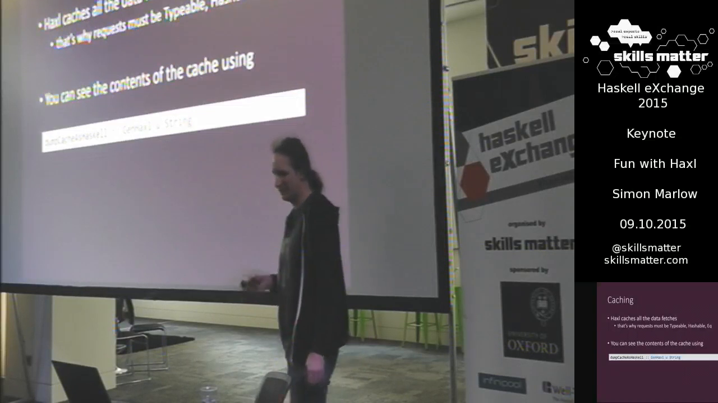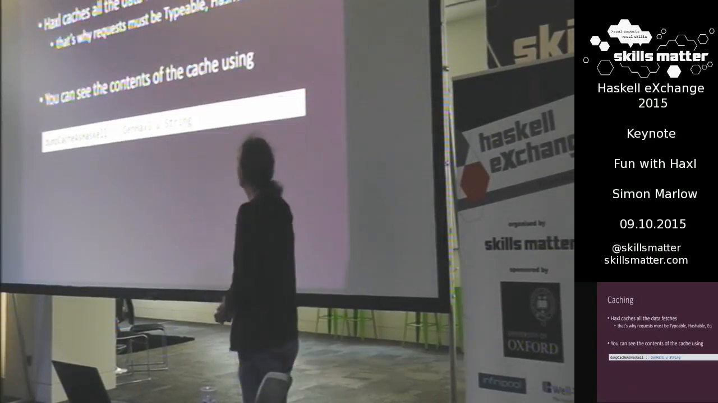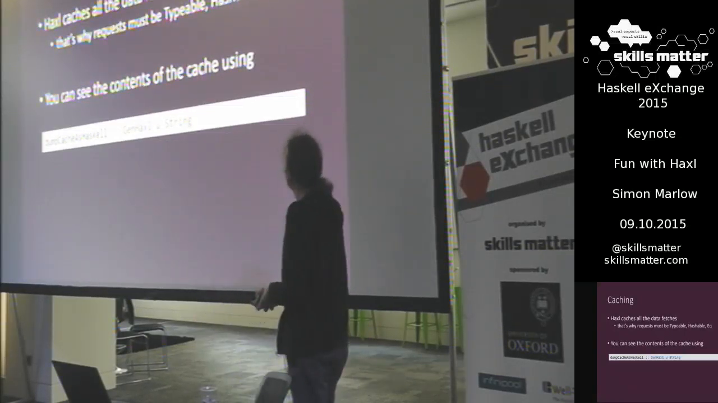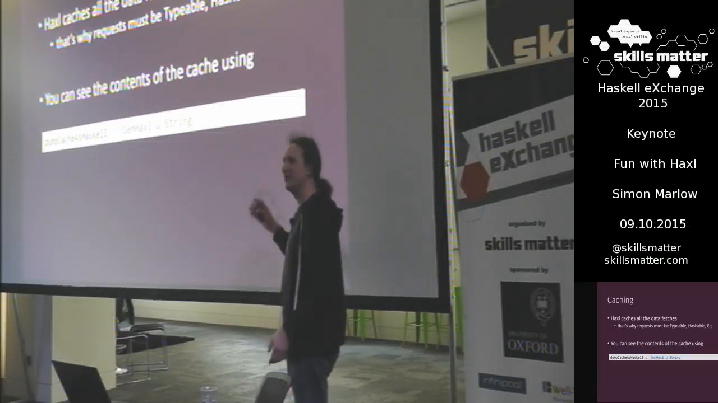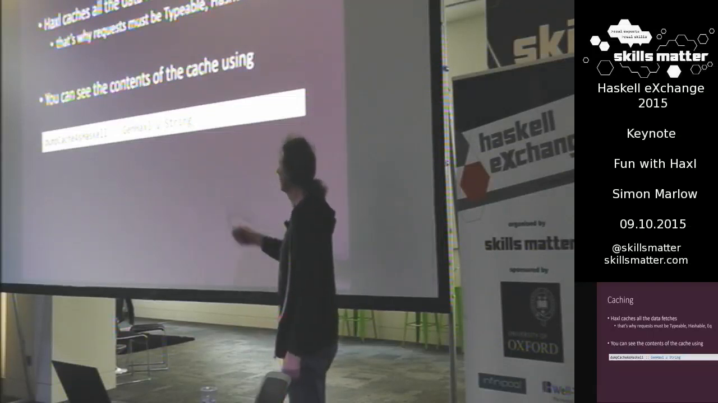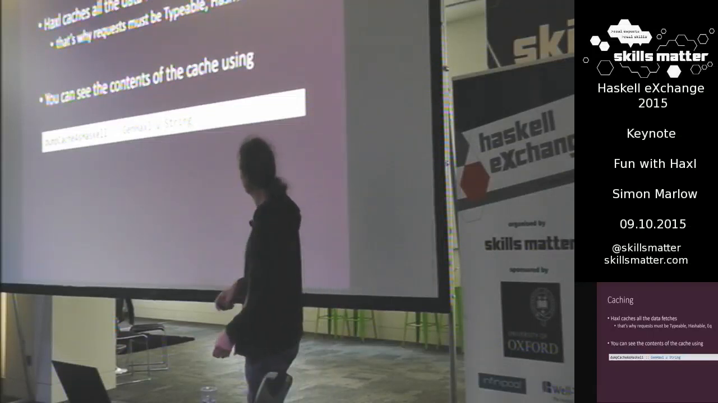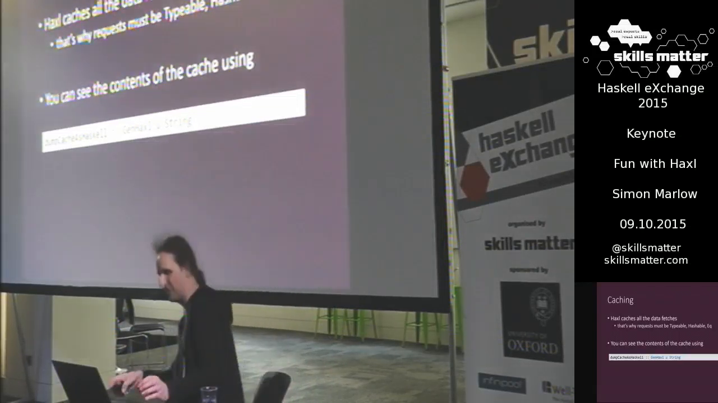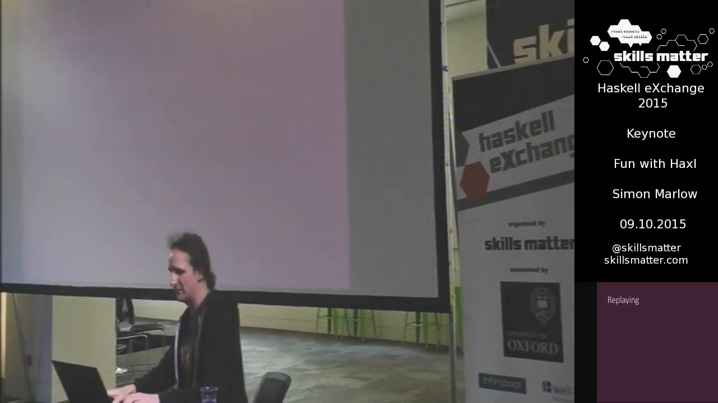All right, good. So caching. Haxl caches all the data fetches. So we saw earlier that requests have to be typable, hashable, and eq. That's because we're putting all these requests into a cache internally. You can actually see the contents of the cache. There's an operation called dump cache as Haskell, which returns a string in the monad. So let's see that.